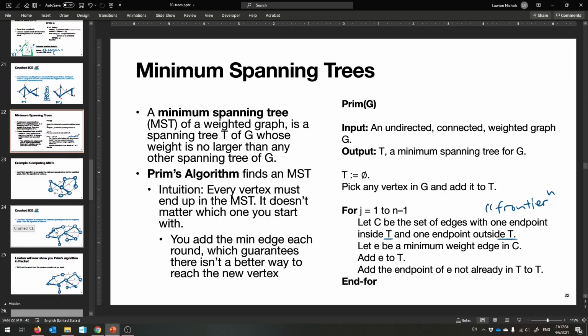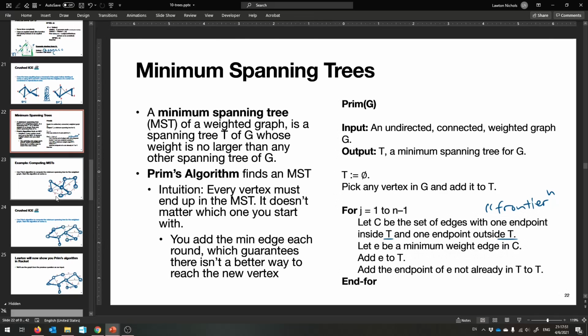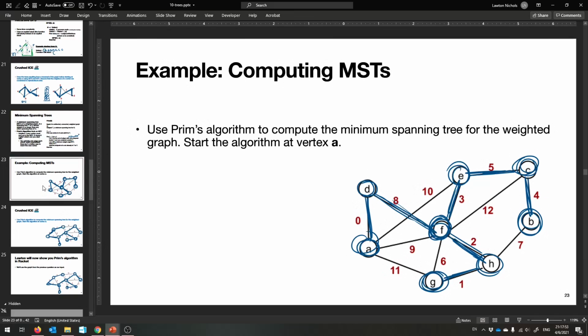I encourage you to read your book. It has a proof of why it's correct and why it works, but I think the intuition is enough for the slides, at least. It's going to build up this tree by considering all the edges that we could add to it and taking the minimum one. Surely that's going to do something right? So that's one of the cases where our intuition actually matches the right answer, which is a nice happy ending for once.